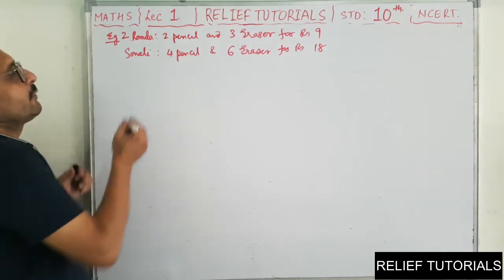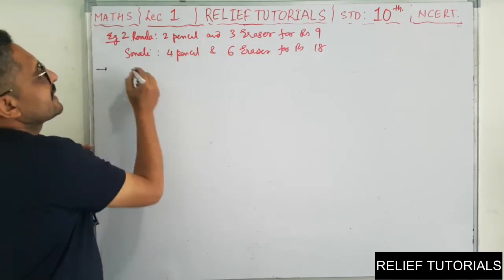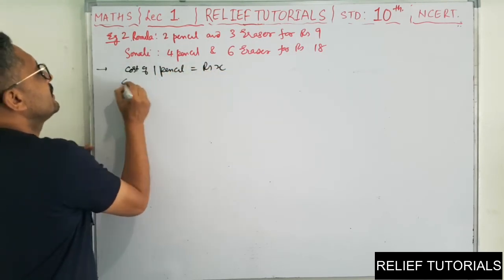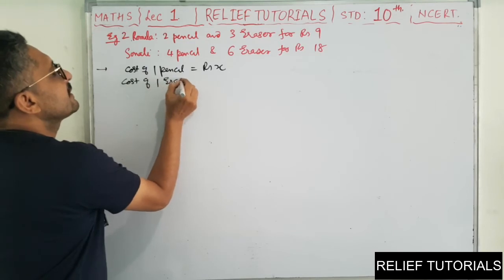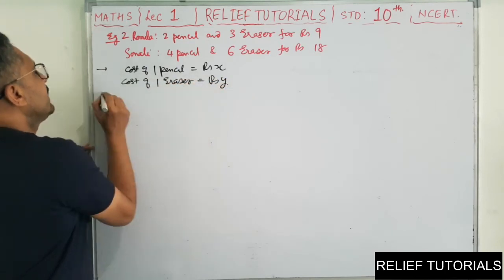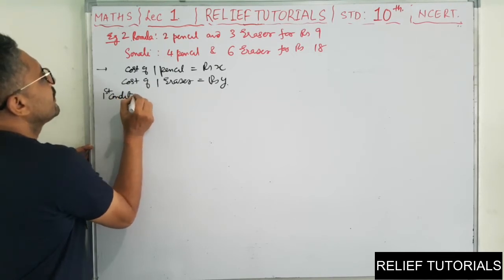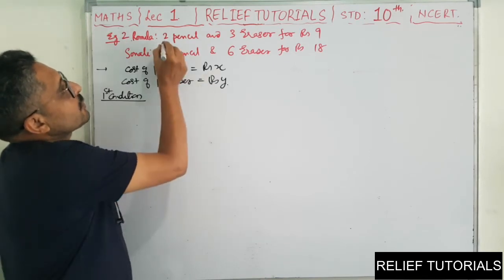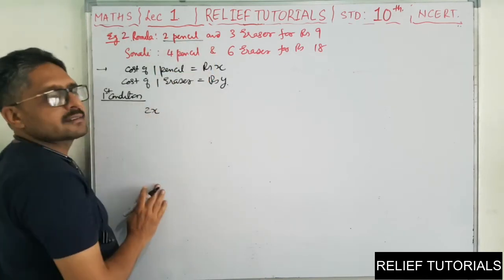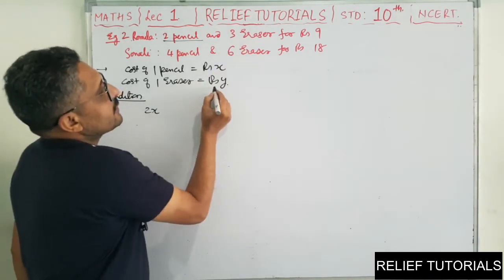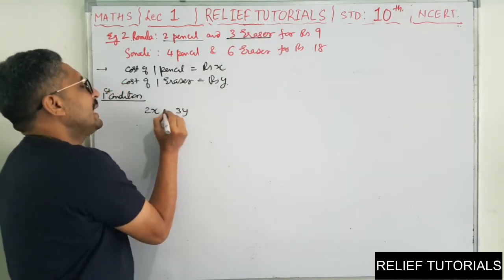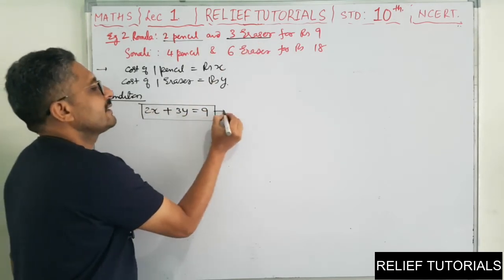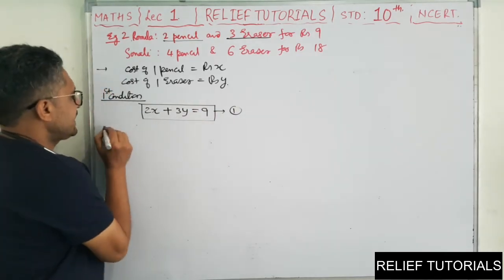So first, what you will say, 2 things are there, pencil and eraser. So the cost of 1 pencil is equal to ₹x. The cost of 1 eraser is equal to ₹y. Now first condition. See, the cost of 1 pencil is x rupees. So the cost of 2 pencils will be 2x. The cost of 1 eraser is y rupees. So 3 erasers will be 3y. And the total cost is ₹9. So you got the first condition, first equation. Got it, friends?